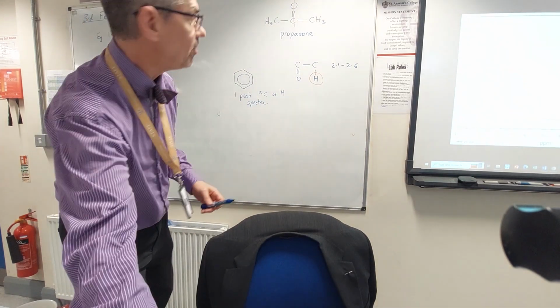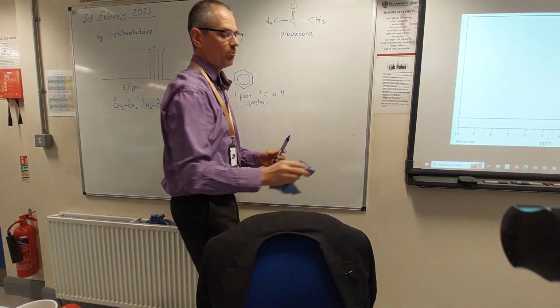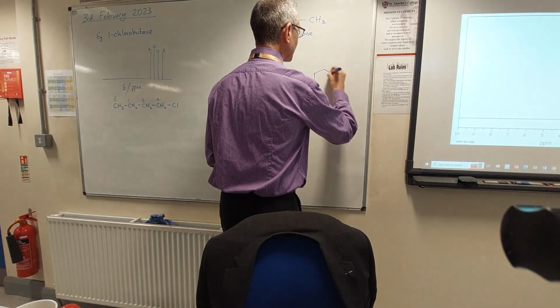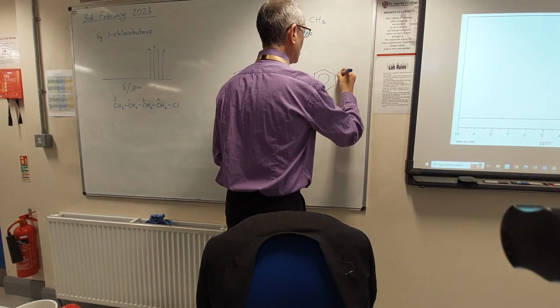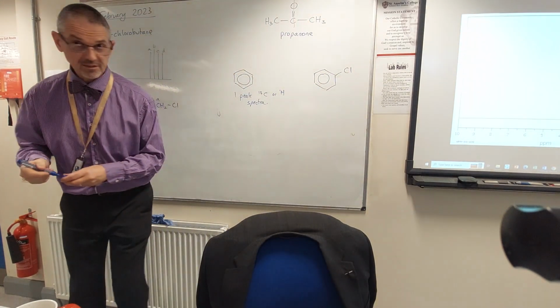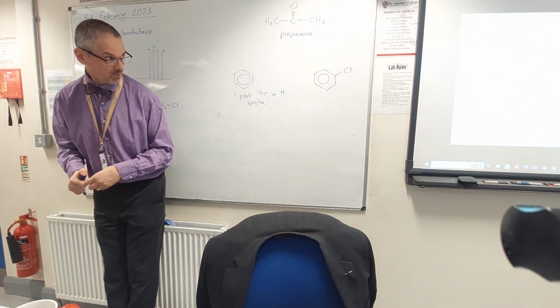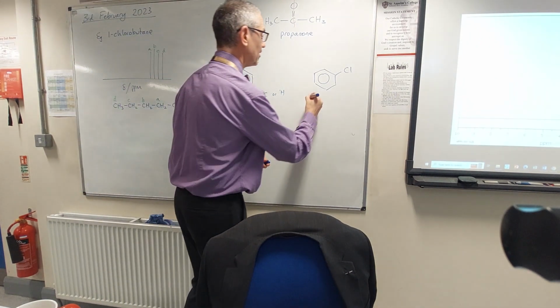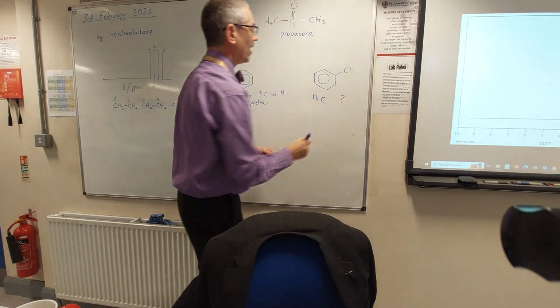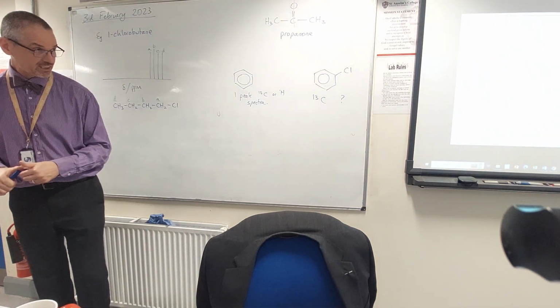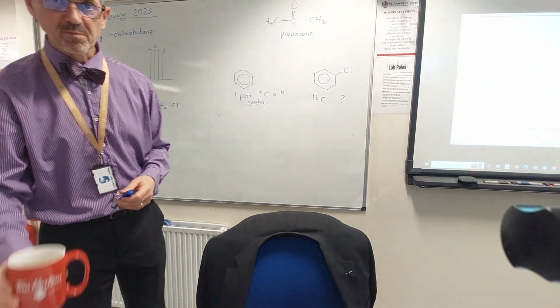Okay, let's make it a bit more interesting. What if we had a benzene ring, but we put something on it? Say a chlorine. Just have a think about how many peaks I would see in, let's do carbon first. How many peaks would I see in the carbon-13 spectrum for chlorobenzene?